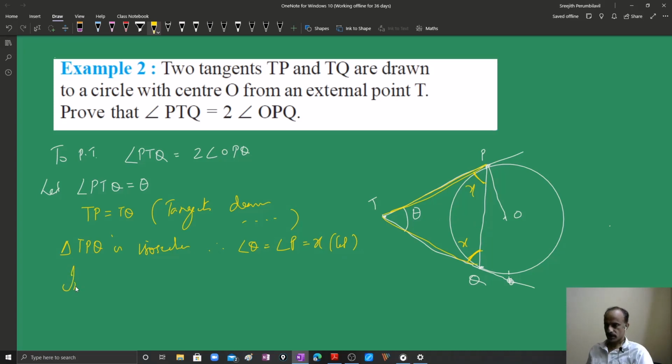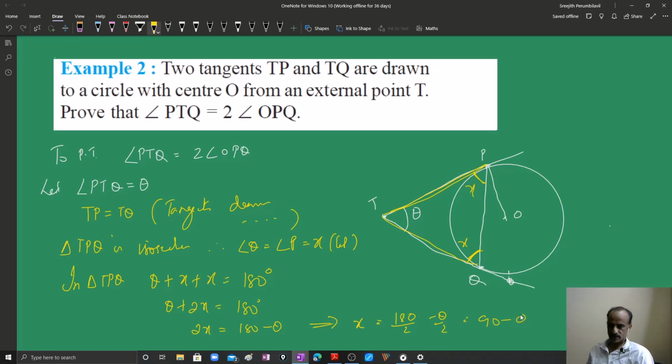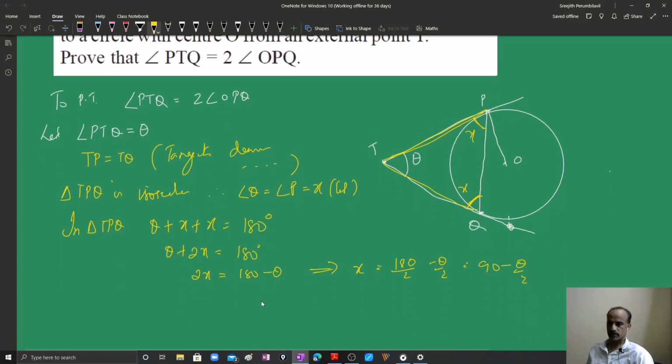Now, in triangle TPQ, we have theta plus 2x is equal to 180 degrees, or 2x is equal to 180 minus theta, which implies x is equal to, dividing throughout by 2, 180 by 2 minus theta by 2, that is 90 minus theta by 2.